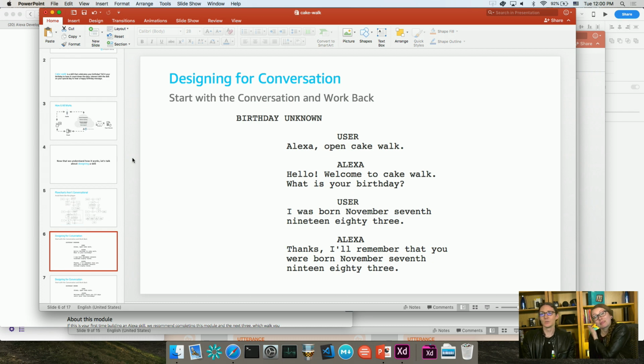All right, so we want to start with the conversation here. So what we've done here is we've created, all right, good, audio's good. Thank you, Michael. So here's the Cakewalk skill, a very simple interaction, but instead of starting with a flowchart, we started with the conversation. So let's take a look at this conversation.